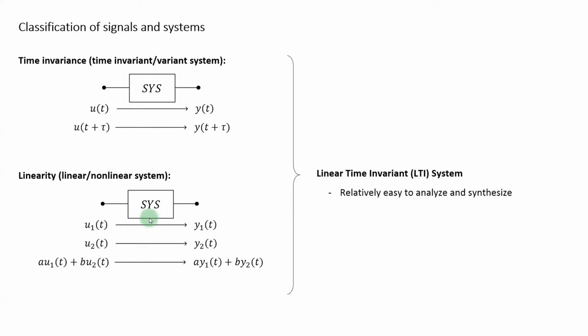Now, sometimes we have systems that are both time invariant and linear. Those we call linear time invariant or LTI systems. The nice thing about LTI systems is that they are relatively easy to analyze and synthesize. In fact, most of the systems that we will deal with in this course will be LTI systems. And if those systems are not linear, then we will try to approximate them by a linear system using a process called linearization. So in the future, you will learn to like LTI systems, and then you will appreciate their definition.